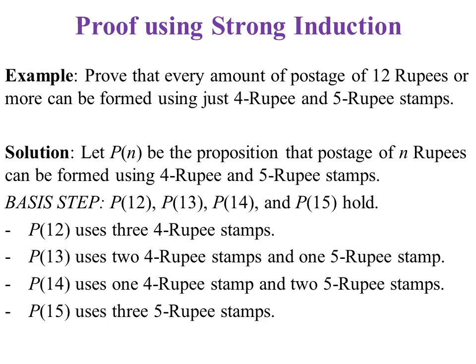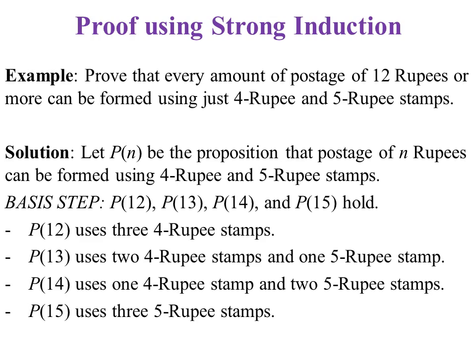Now let us consider one more example where we have an amount of postage of rupees 12 or more. We have to form it using just 4 rupee and 5 rupee stamps. That is, for any amount which is greater than or equal to 12, you have to form it using just 4 rupee and 5 rupee stamps. Let us get into the solution.